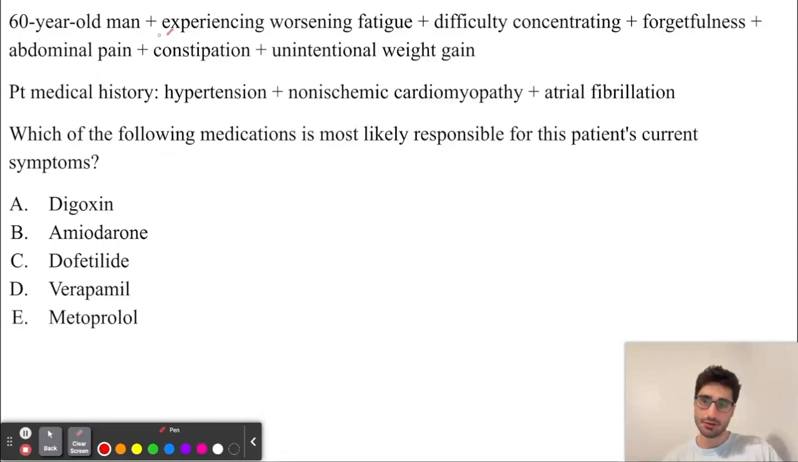In this question, we have a 60-year-old man. He's been experiencing worsening fatigue, difficulty concentrating, forgetfulness, abdominal pain, constipation, and unintentional weight gain. He has a medical history of hypertension and ischemic cardiomyopathy and atrial fibrillation. Which of the following medications is most likely responsible for this patient's current symptoms?